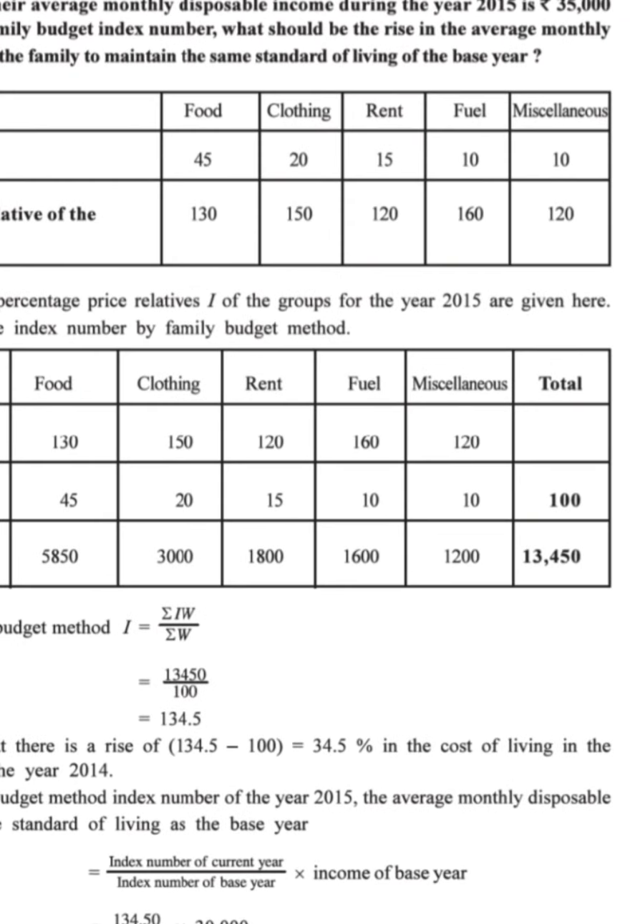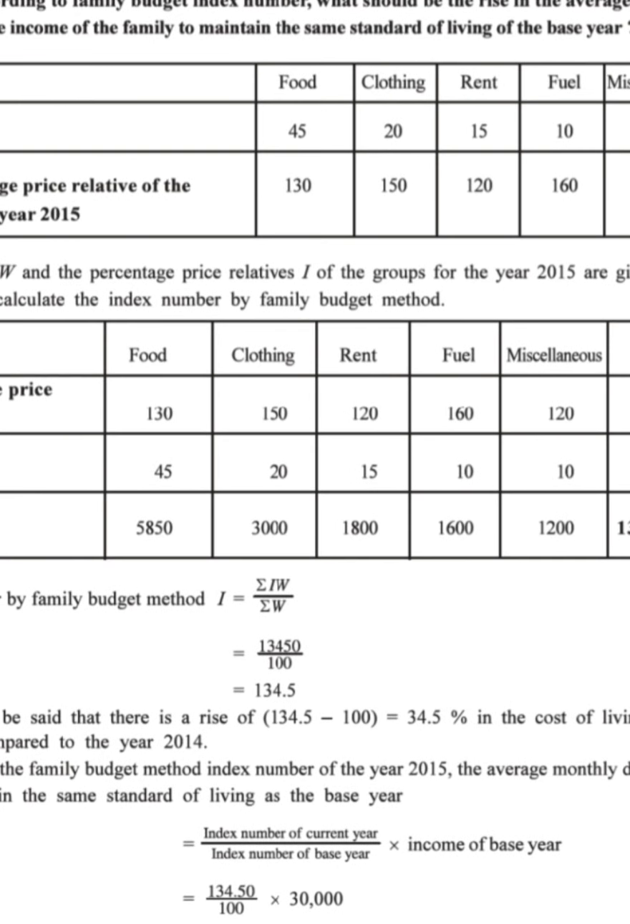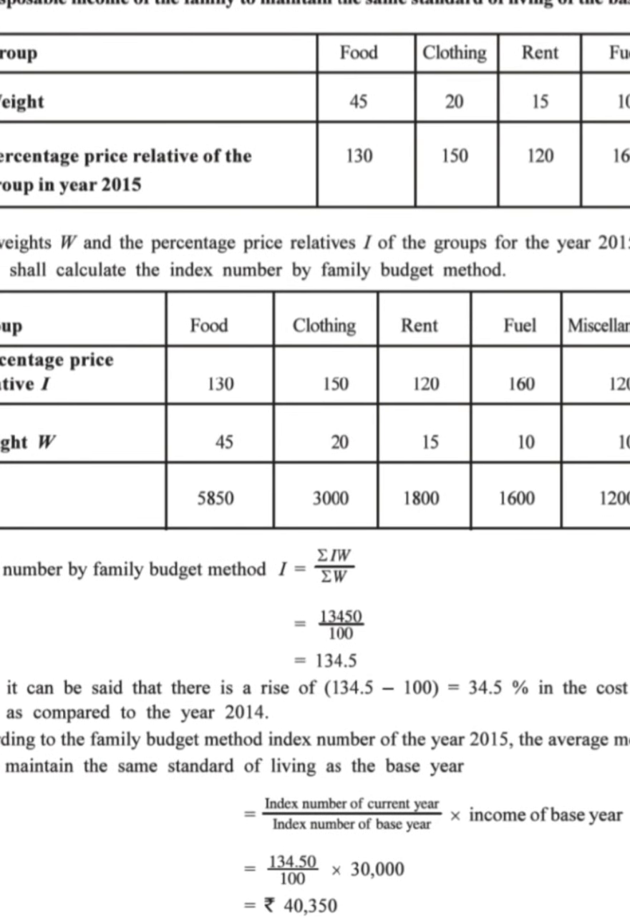Then they have asked us, in comparison to the base year, with the help of the index number, to find out whether 35,000 in the year 2015 is a relevant disposable income or not. So let's see how we can find it out.